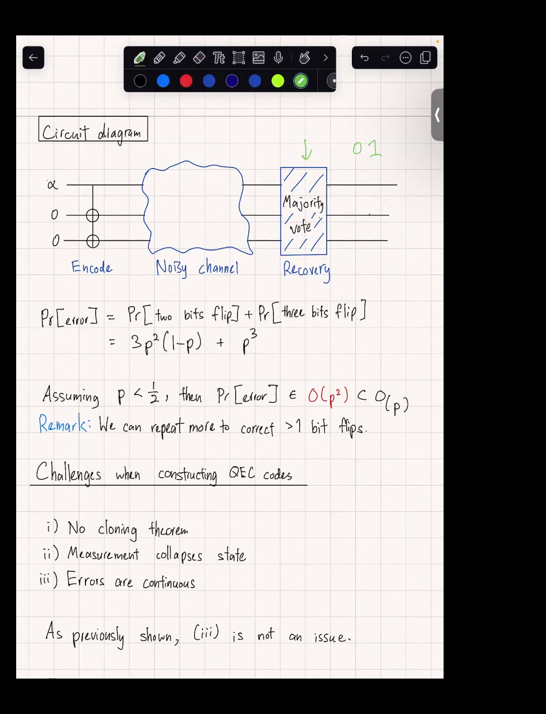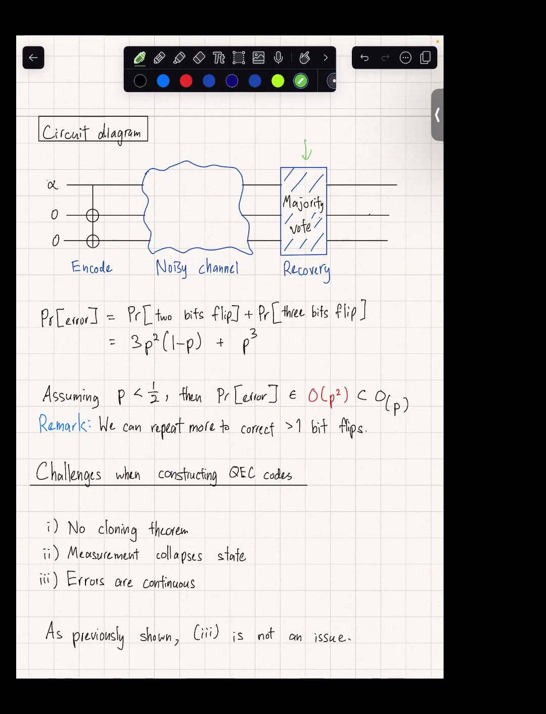On the other hand, let's say 2 of the bits were 1 and 1 was 0, then we would pick 1 to be the final bit that was sent. So this is what we call majority vote. And the probability that we end up choosing the wrong bit is the probability that at least 2 bits flipped in the noisy channel. And this happens with probability 3p squared times 1 minus p plus p cubed. So assuming that the probability p is less than half, then we end up with a probability of error of at most big O of p squared. And this is smaller than p. So in this case, we have reduced the probability of error.